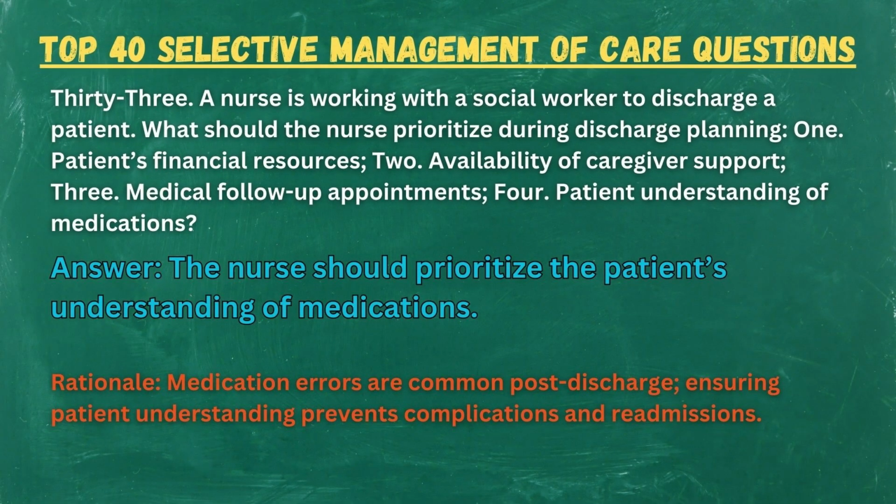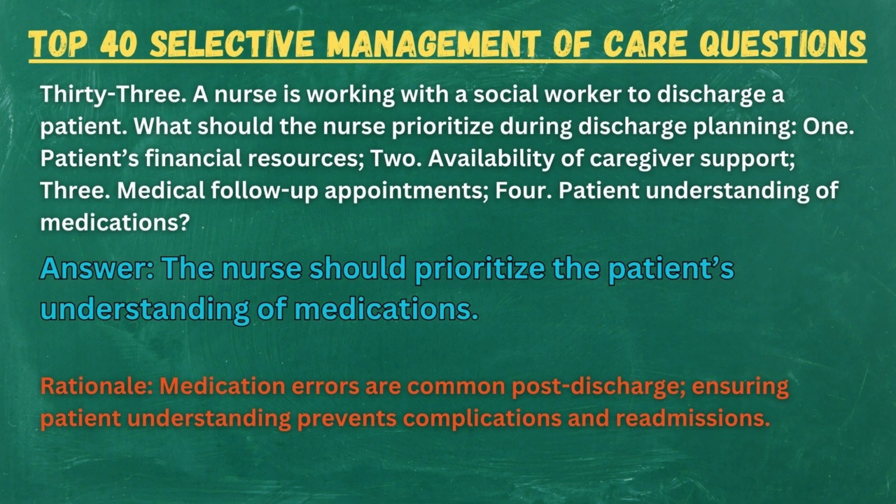33. A nurse is working with a social worker to discharge a patient. What should the nurse prioritize during discharge planning? 1. Patient's financial resources. 2. Availability of caregiver support. 3. Medical follow-up appointments. 4. Patient understanding of medications? Answer: the nurse should prioritize the patient's understanding of medications. Rationale: medication errors are common post-discharge. Ensuring patient understanding prevents complications and readmissions.